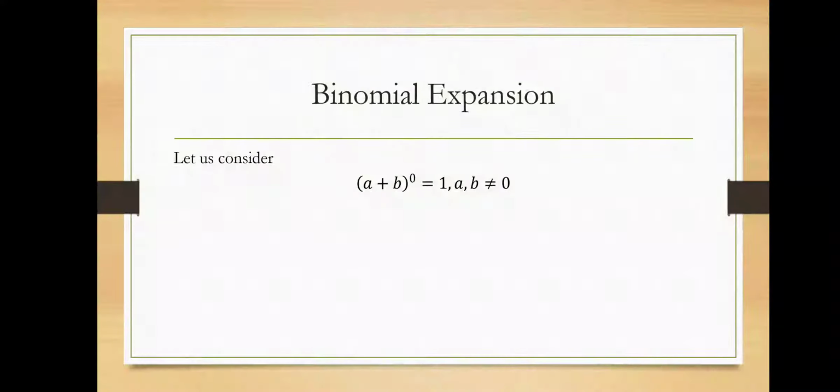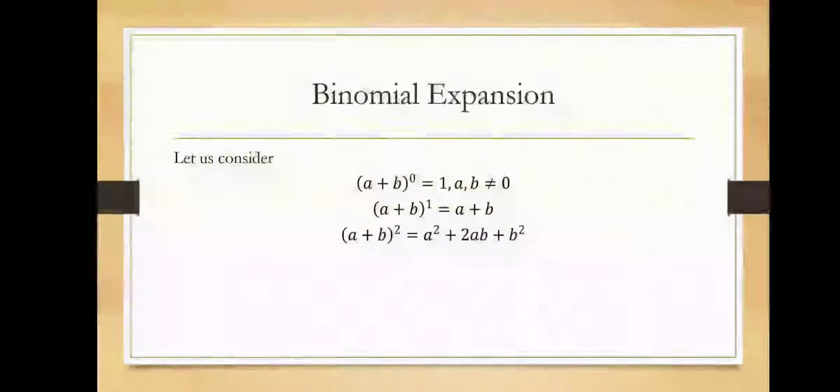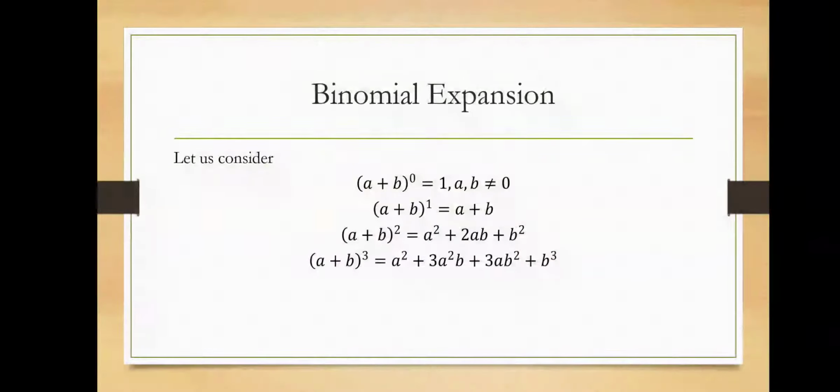Now, a plus b to the power 0, or anything to the power 0 for the matter of fact, is 1. Now, a plus b to the power 1 gives you a plus b. A plus b whole square gives you a square plus 2ab plus b square. A plus b whole cube gives you a cube plus 3a square b plus 3ab square plus b cube, and so on.